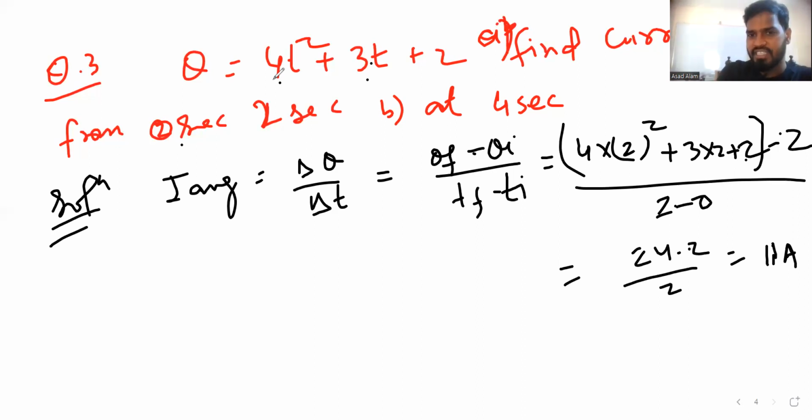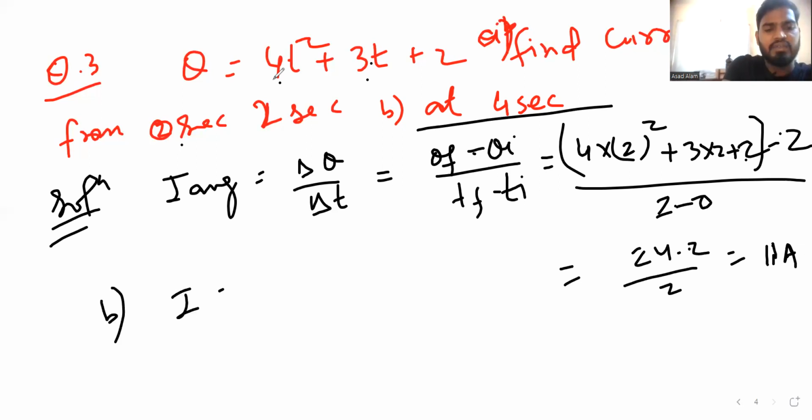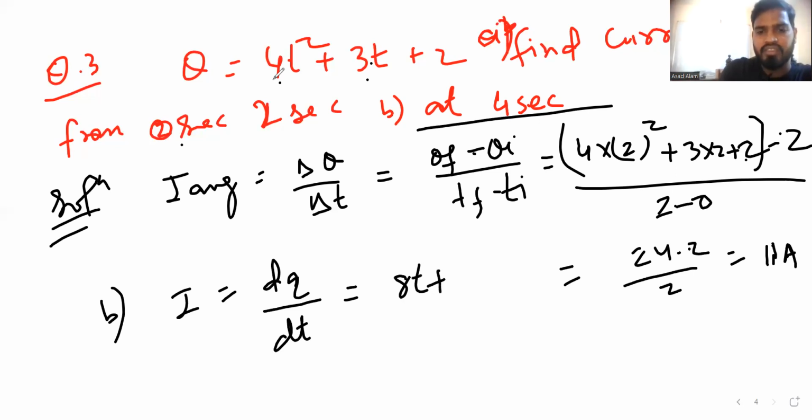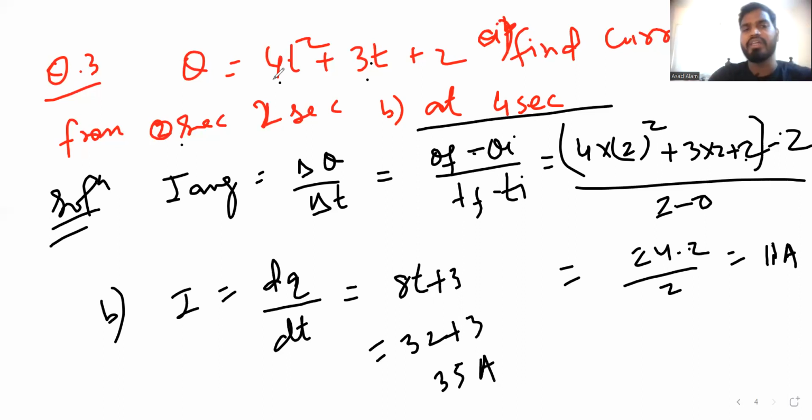Now the same question they are asking: find current at 4 seconds. So it's easy. Second part, B part, I is equal to dq by dt. Now differentiate it. It becomes 8t plus 3 plus 0, because the constant differentiation is 0. Now put time here, 4: 32 plus 3, 8 4s are 32. You will put the time value here. So that becomes 35 ampere. So by that way, you can find average current and instantaneous current.